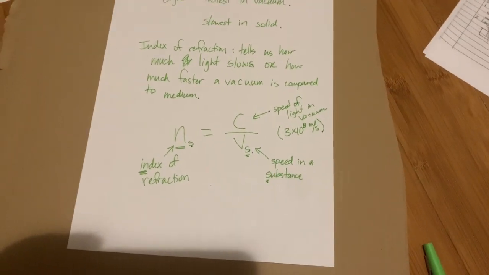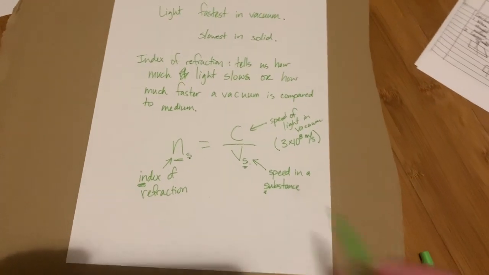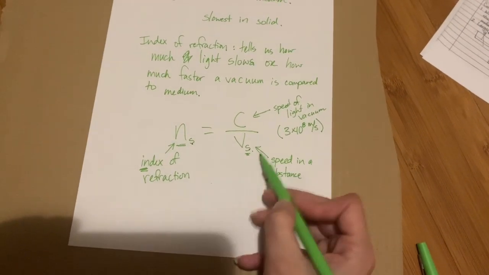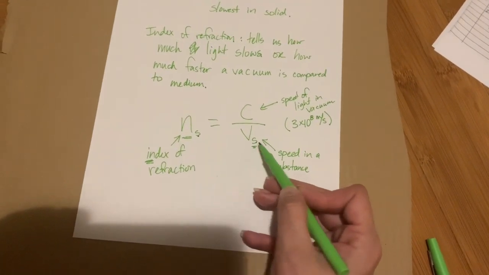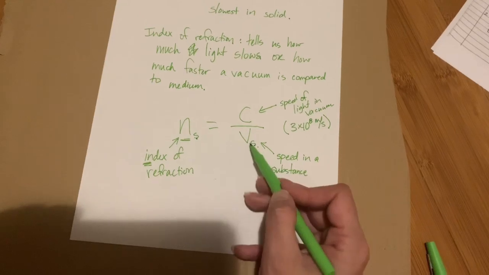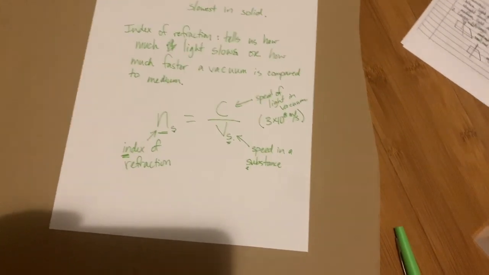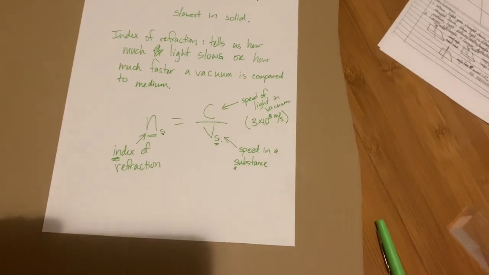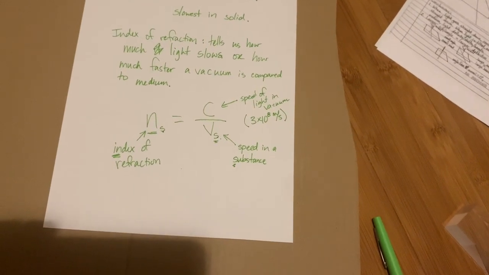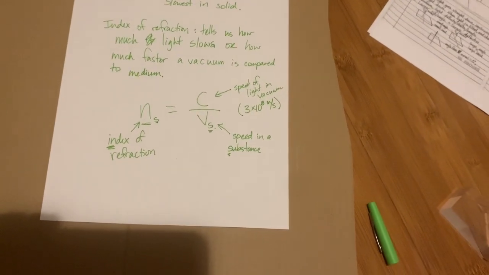So whatever substance we're looking at, this S stands for that substance. So if we're looking at, say, water, then it'll be the N of water is the speed in water, N of the prism, V of the prism. So let's just do an example. How about that?